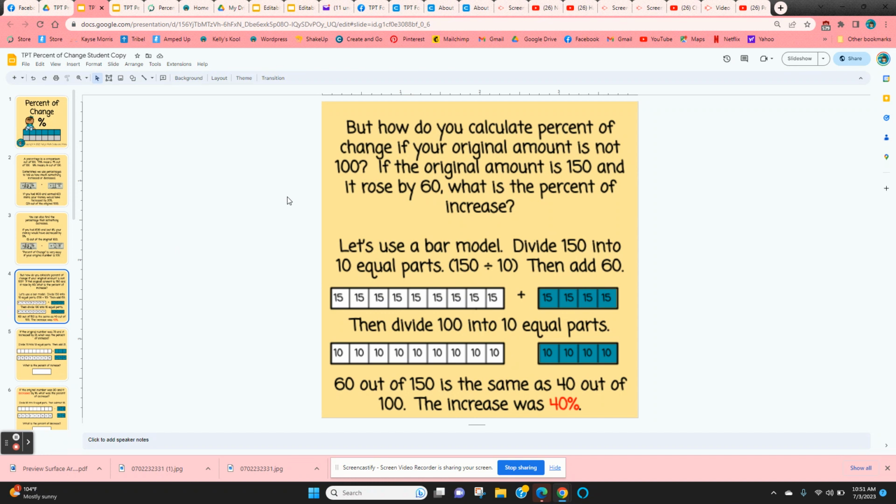Now, it's pretty easy to do if your original number is 100, but it's not always going to be 100. In fact, most of the time it's not. So we can use bar models in order to figure this out.